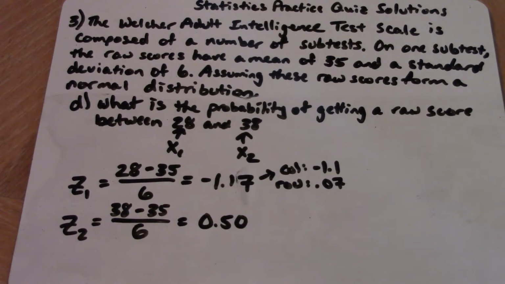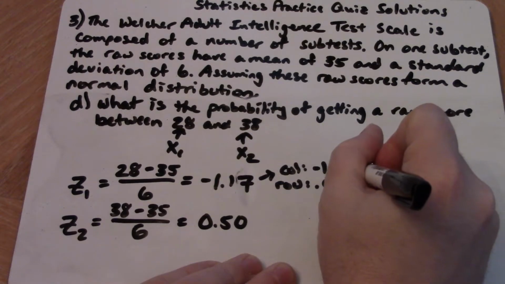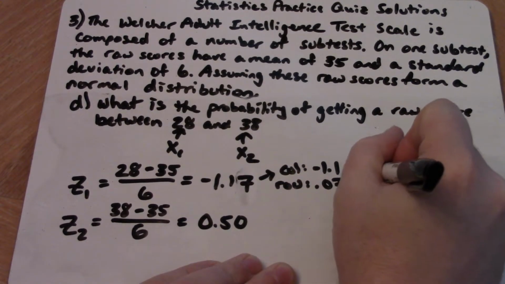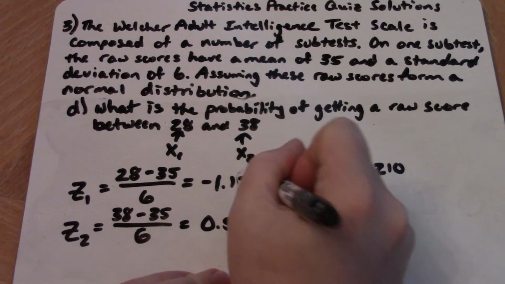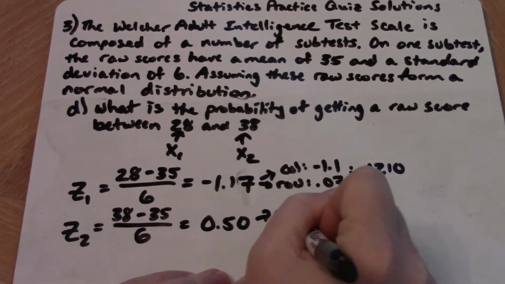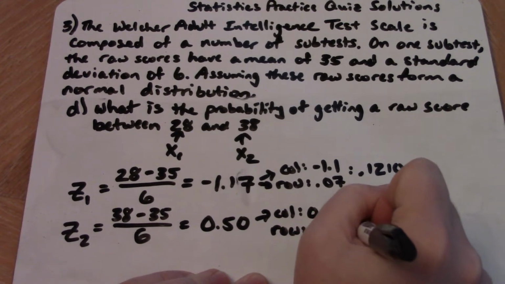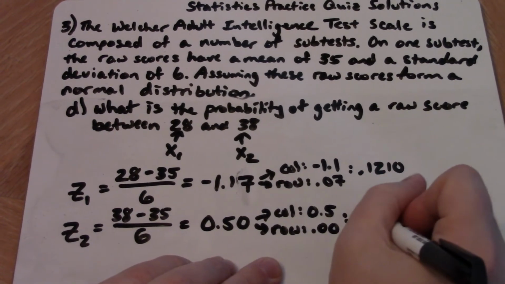Negative 1.1, row 0.07 is 0.1210. And again, you should be confirming this on your own charts. For the second one, we're going to go to the positive side, column 0.5 and row 0.00. So we go to the positive side of our z-score chart. We go to 0.5. It's the first number in the list, 0.6915.